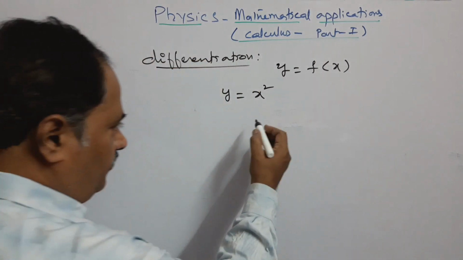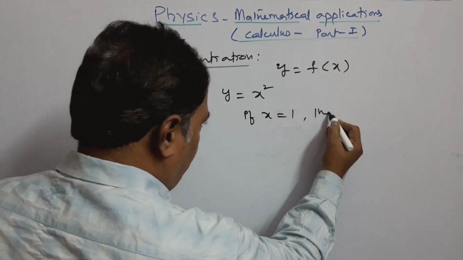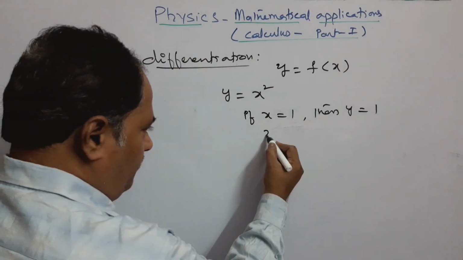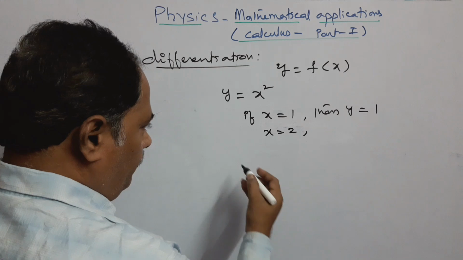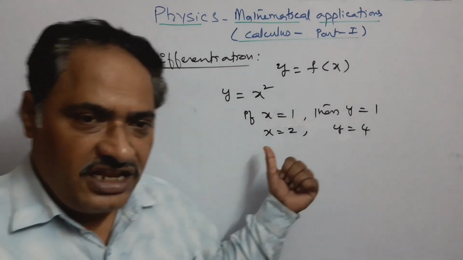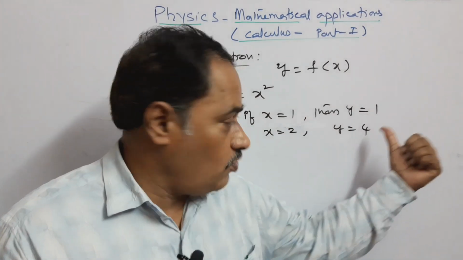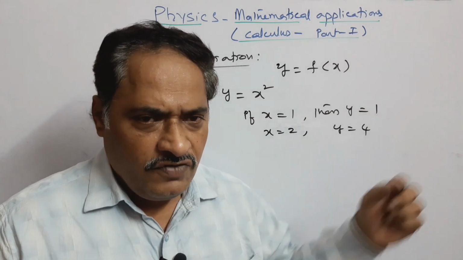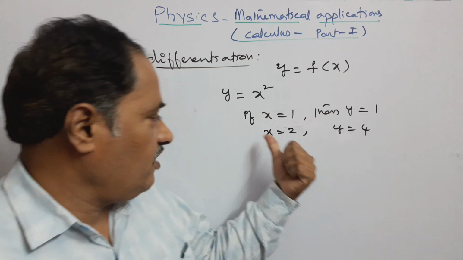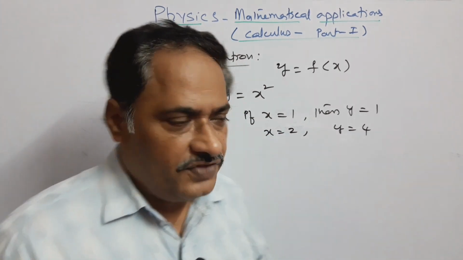What does it mean? If you take x equal to 1, then the value of y is equal to 1. Whereas if you take x equal to 2, then the value of y is equal to 4. Here the difference in the value of x is 1. Here the difference in the value of y is 3. For example, you want to make a very small increment in the value of x. Then see the changes in the value of y.